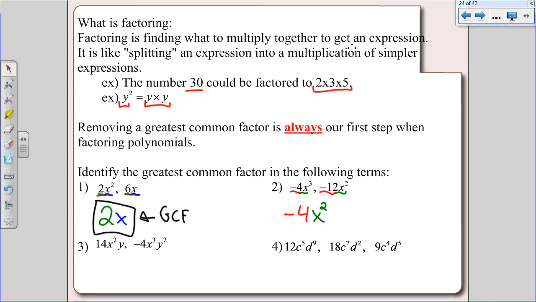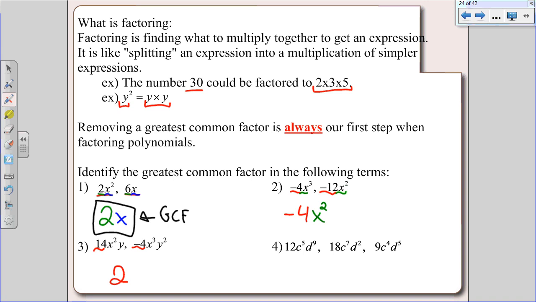What's the biggest number that can divide into 14 and negative 4? Yeah, it's 2. So Allie's got it right. 2 can divide into both of these, and that's the biggest number that could divide into both of those. So 2 starts us off when we're talking about our GCFs.